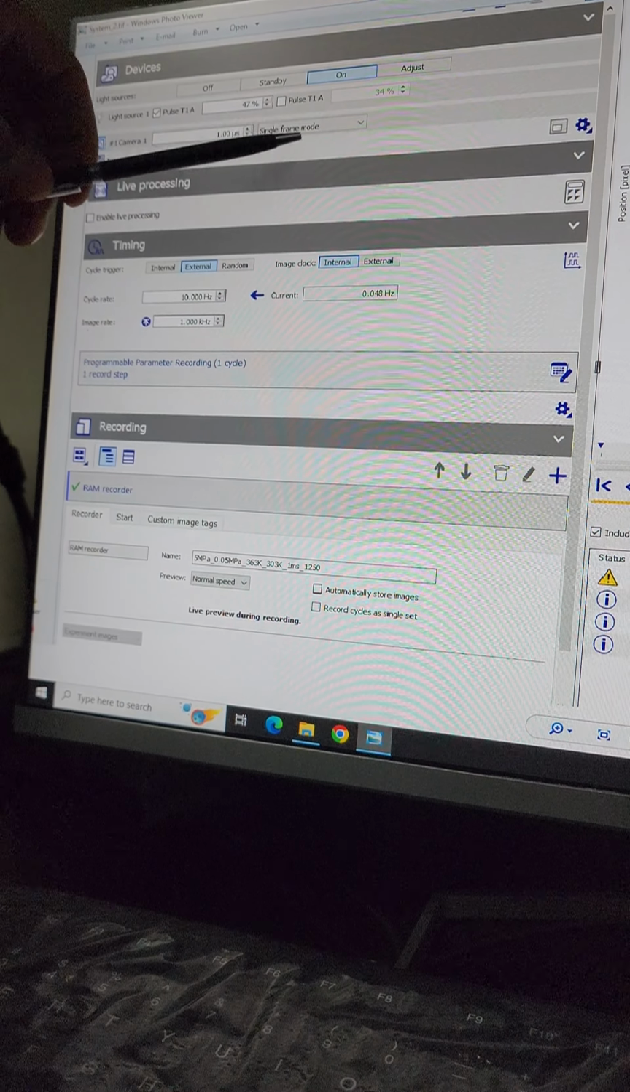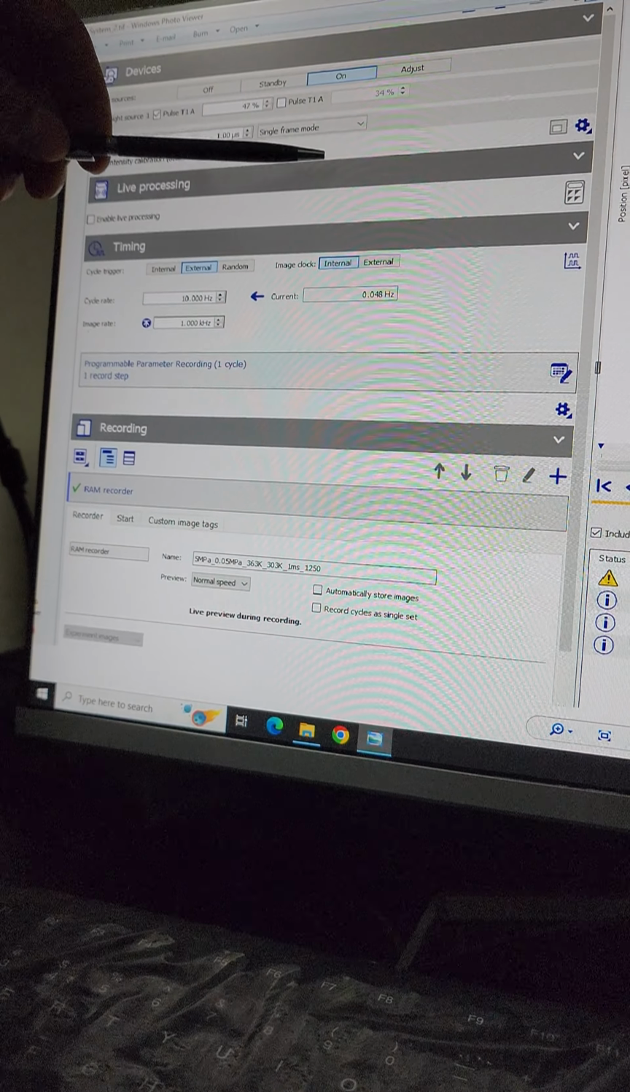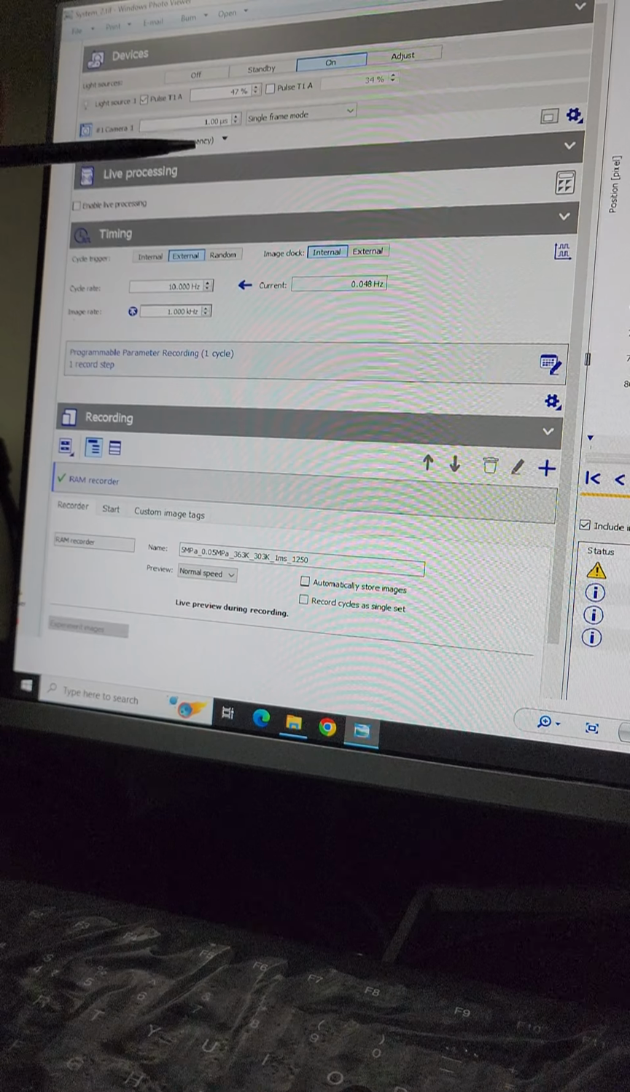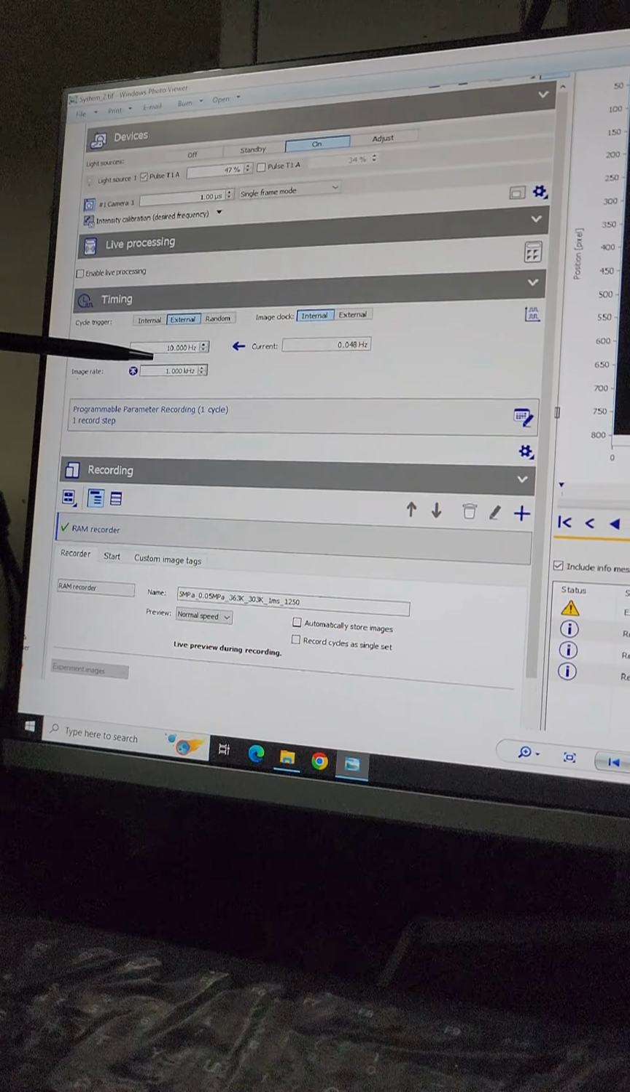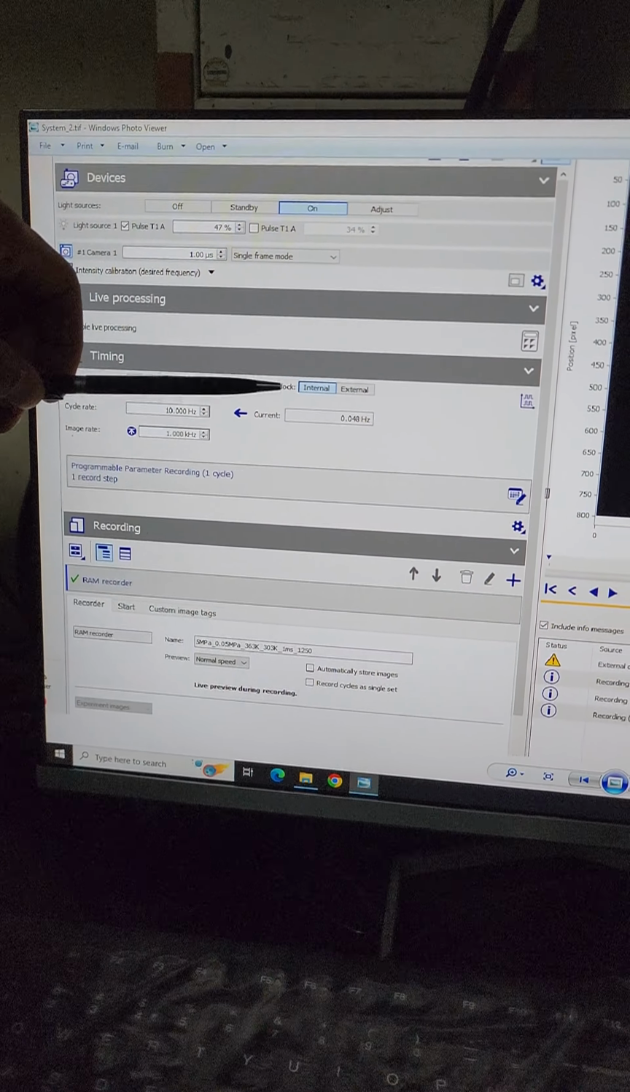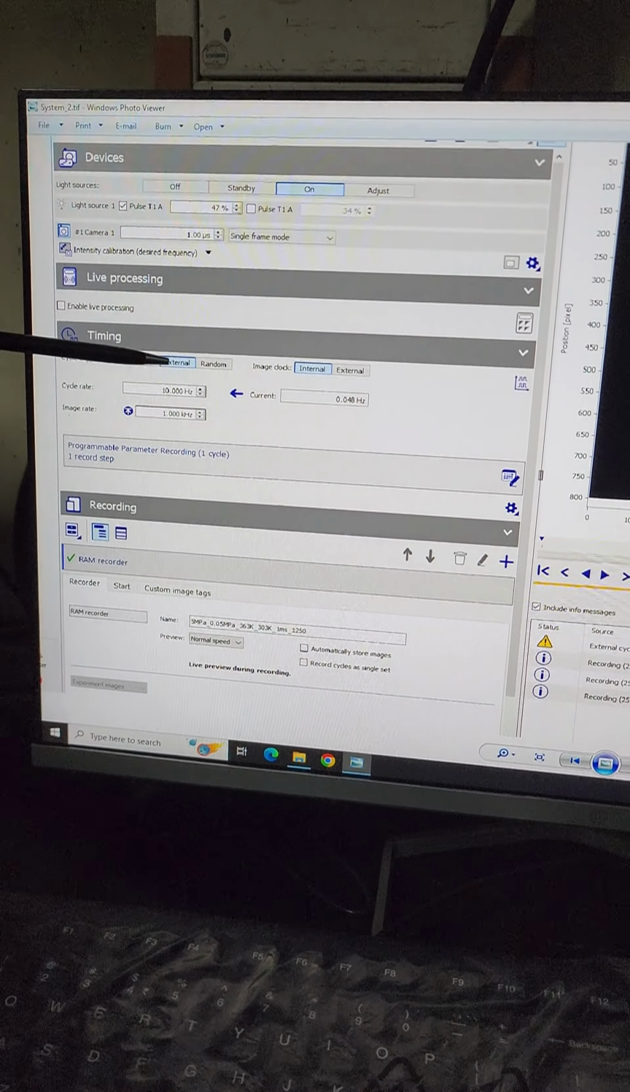Then the single frame mode. At the time of performing the PIV experiment, we have to go to the double frame or dual frame mode. Then these are the cycle rates, and currently it is in the internal triggering, and the cycle trigger is external triggering.